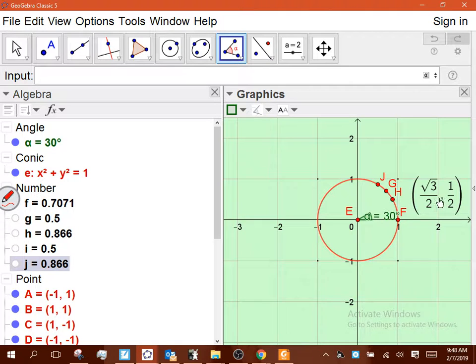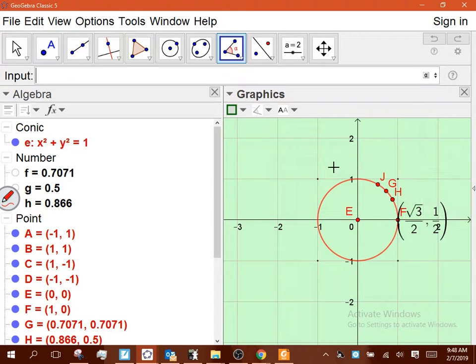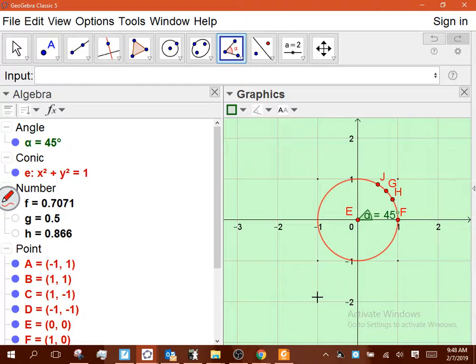That number right there is 0.866. You kind of see that neat relationship that occurs here? Okay. If I look at the angle that goes to G, 45 degrees.